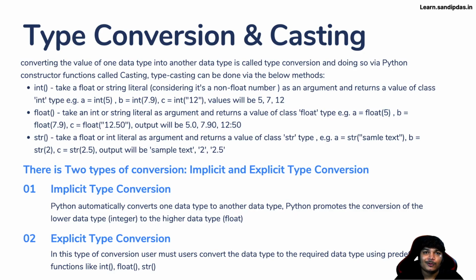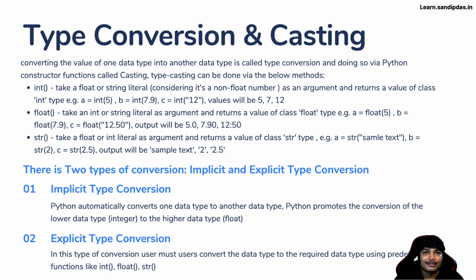Okay, now let's learn about type conversion and typecasting. Converting the value of one data type into another data type is called type conversion, and doing so via the Python constructor functions is called casting. So typecasting can be done via the methods below, the first one being int. You can see the int function takes a float or a string literal, considering it's a whole number, as an argument and returns a value of class int.